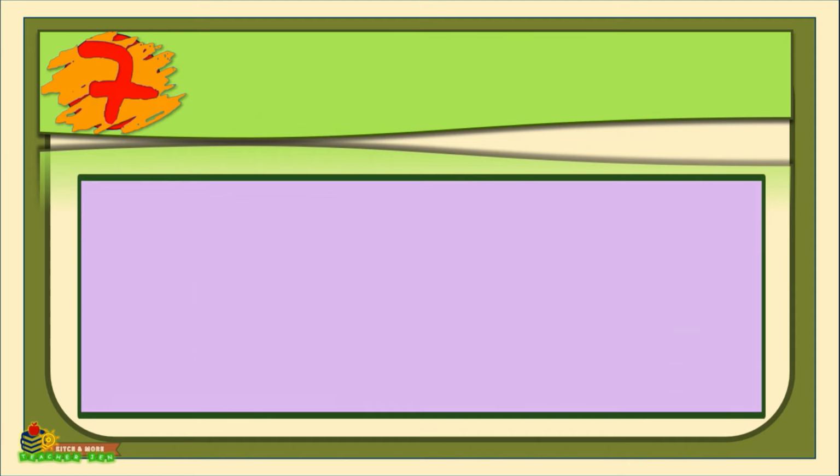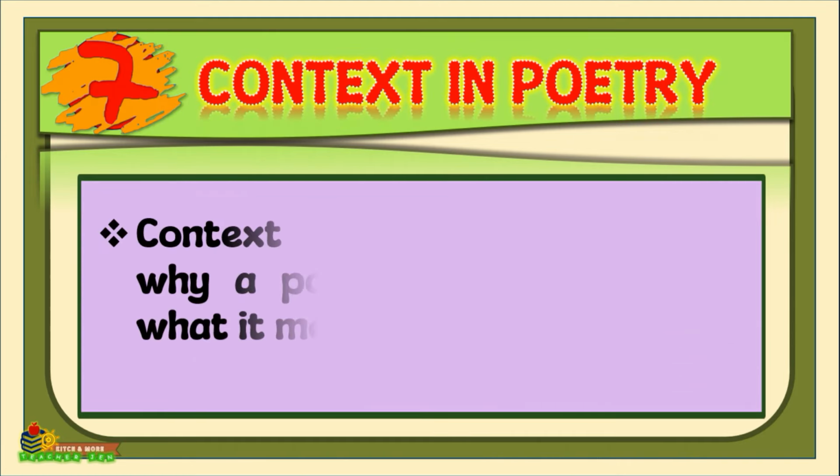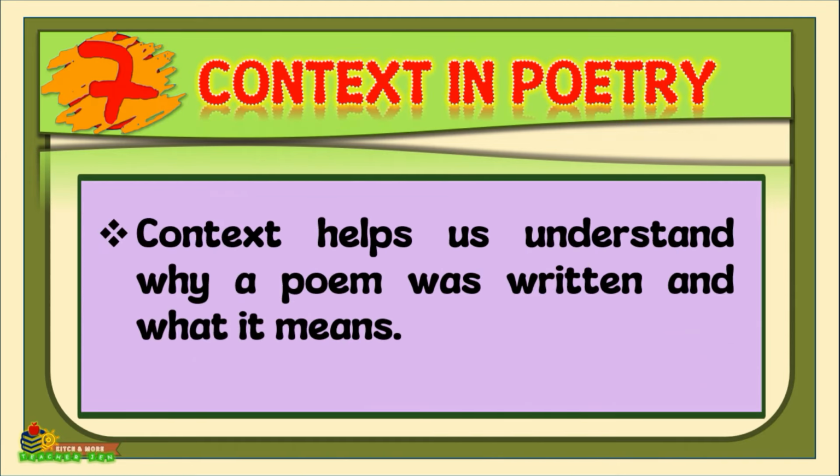Now let's talk about the seventh basic element of poetry. It is the context in poetry. Context helps us understand why a poem was written and what it means. Let's say you found a mysterious letter. Wouldn't you want to know who wrote it, when it was written, and what was happening at that time? That's exactly what we do when we look at the context of a poem. Understanding the context of a poem helps us discover its deeper meaning. There are three main types you should know.